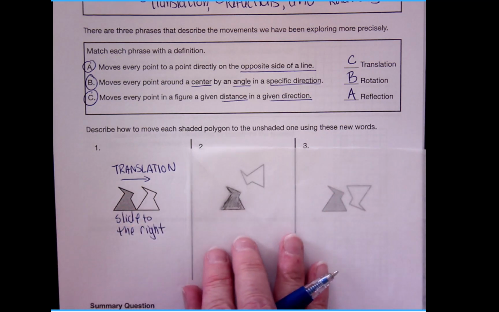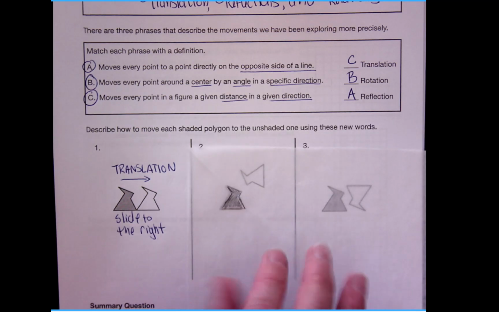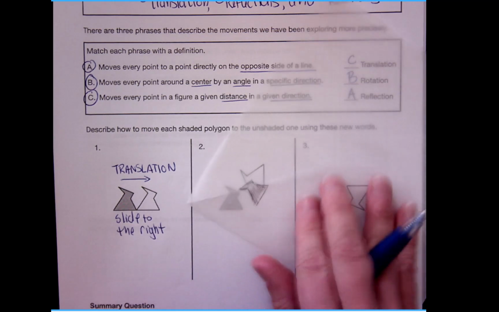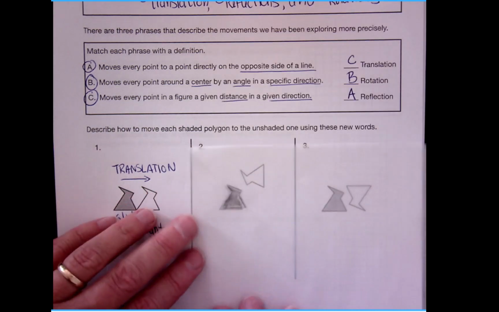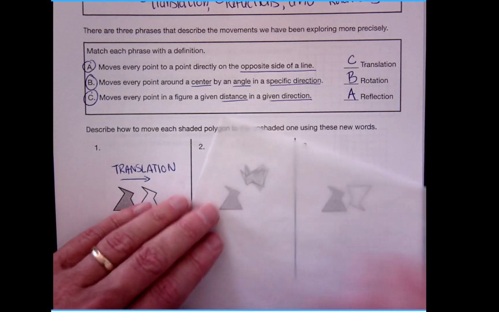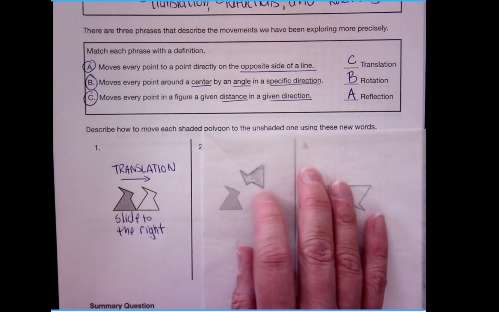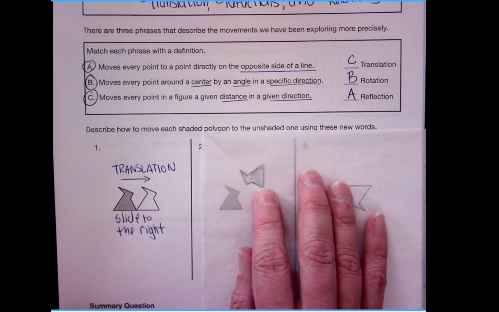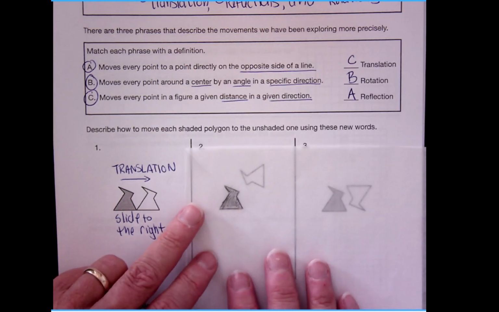Well, if I just slide it, that's not going to work. And I might even be tempted to turn it around, but you can see that doesn't quite work either. What I have to do is really physically pick this paper up and flip it over to get that original figure to sit on top of the other one. And if I have to pick the paper up and flip it over, that's called a reflection.